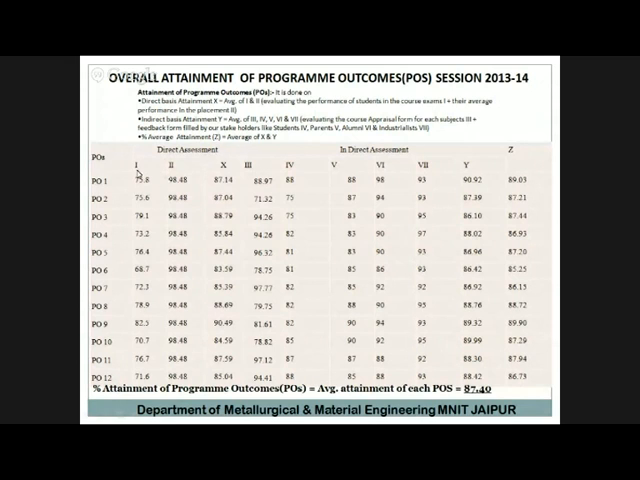In the direct attainment, the average of 1 and 2: evaluating the performance of a student in the course exam, that is 1, plus their average performance in the placement, that is 2. Because here you are evaluating the program outcomes, and placement will have a direct impact on the program. And the indirect basis attainment, Y, is the average of 3rd, 4th, 5th, 6th and 7th.